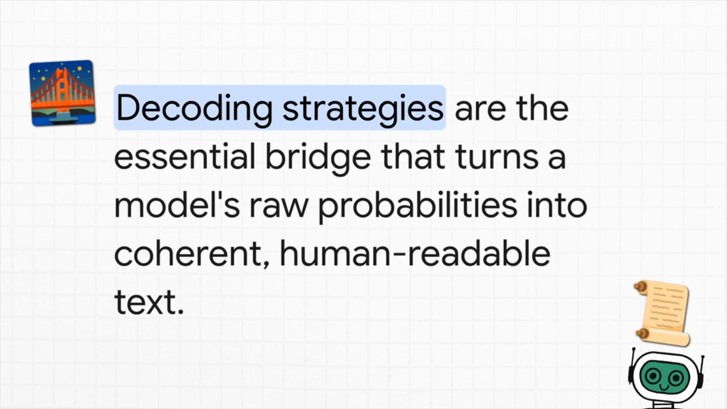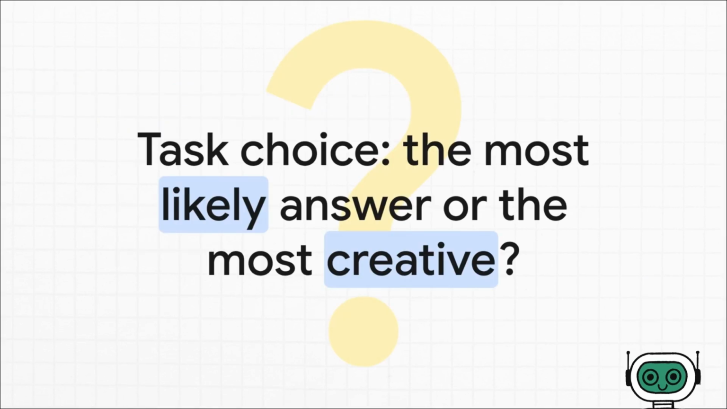To wrap this all up, decoding strategies are the essential bridge that takes a model's raw statistical guesses and translates them into actual readable text. And the real takeaway here is that there's no single best strategy. It's an engineering choice. You have to ask yourself, for the task at hand, do I need the single most probable answer, or do I need something a little more interesting?